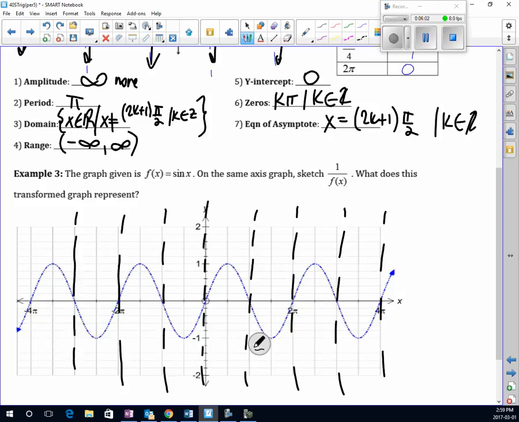Then what were the invariant points when we reciprocated stuff? 1 stayed as 1. So that means 1 here stays as 1. This one stays as 1. This one stays as 1. This one stays as 1. What happened to negative ones when you reciprocate it? They stay the same as well.